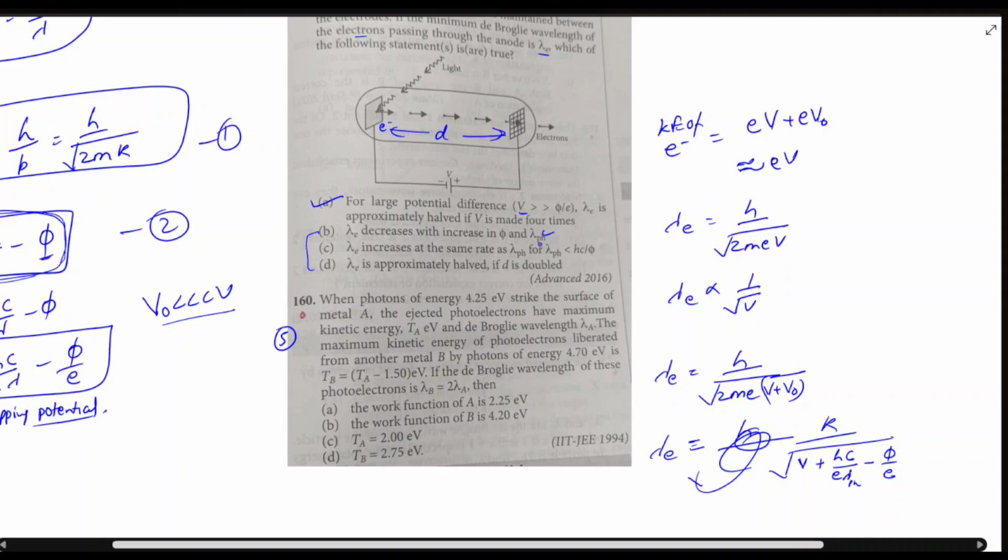Okay, wait. If lambda increases, this whole value decreases. So if this whole value decreases, lambda of p will increase. So this is wrong, right? With the increase in lambda, the lambda of p will increase. So this is wrong. Lambda increases at the same rate as lambda pH? So it is not, right? So the rate won't be the same.